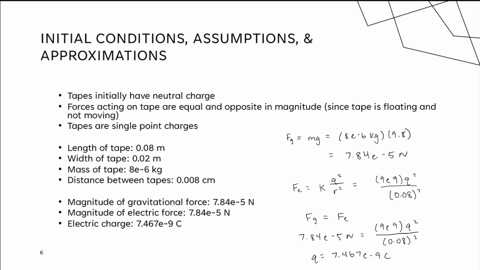And then here are all of the values used for calculations. The gravitational force calculated by hand was 7.84 times 10 to the negative 5 newtons, and the magnitude of the electric force calculated by hand was 7.84 times 10 to the negative 5 newtons, since they were equal. And then the electric charge is 7.467 times 10 to the negative 9 coulombs.